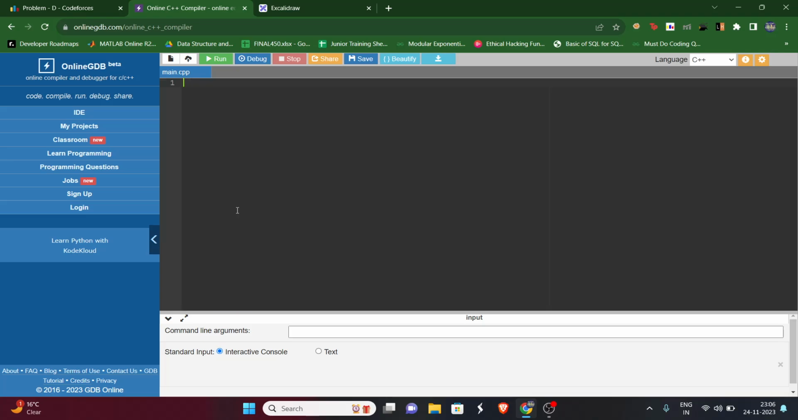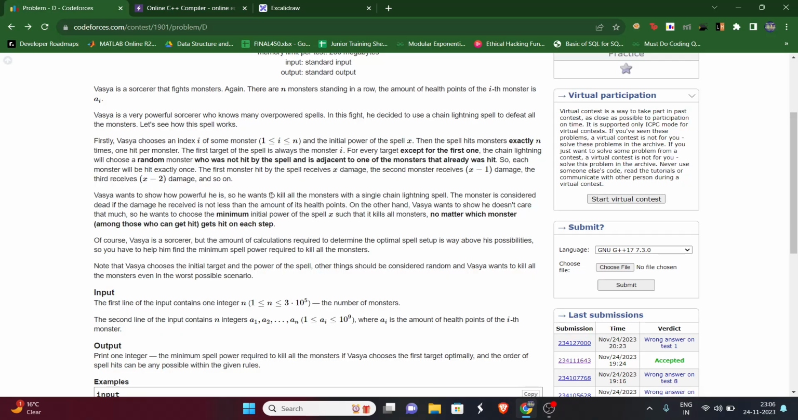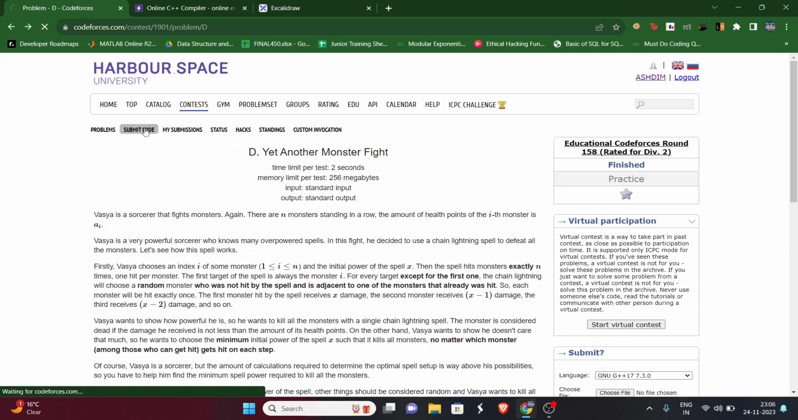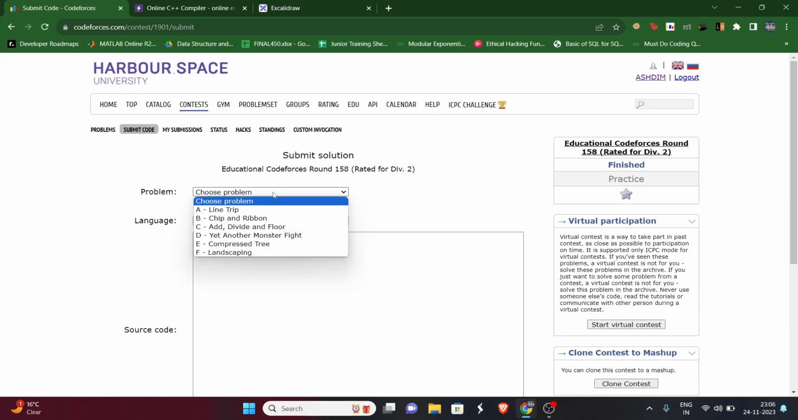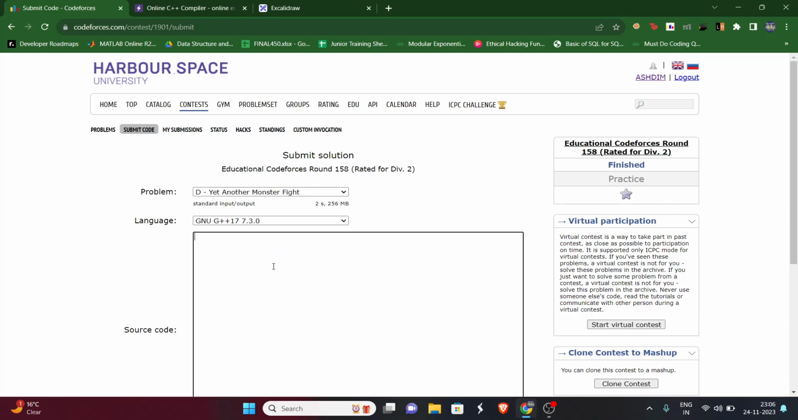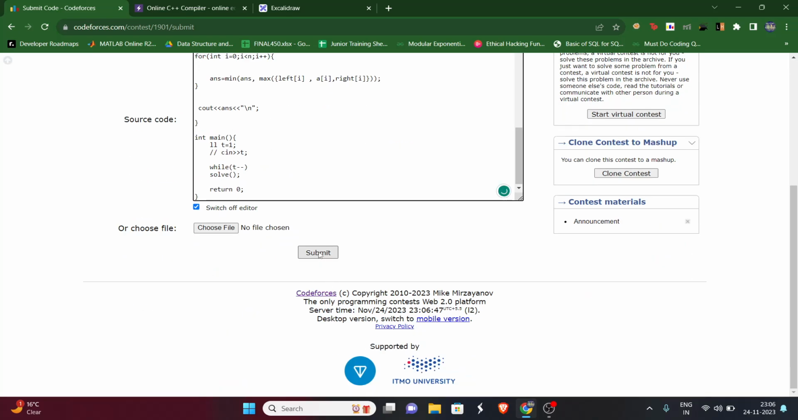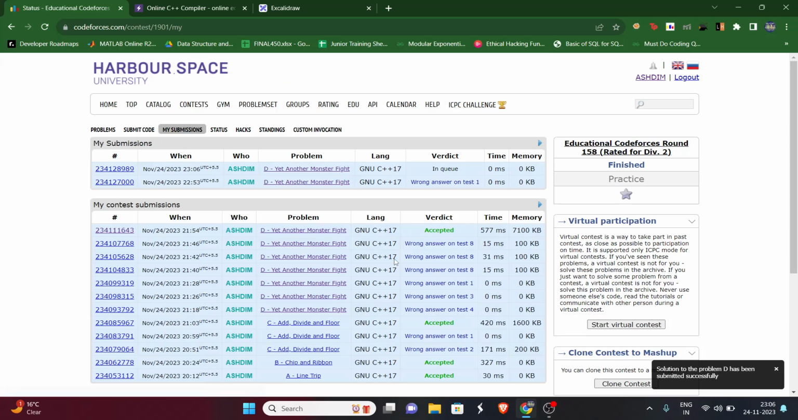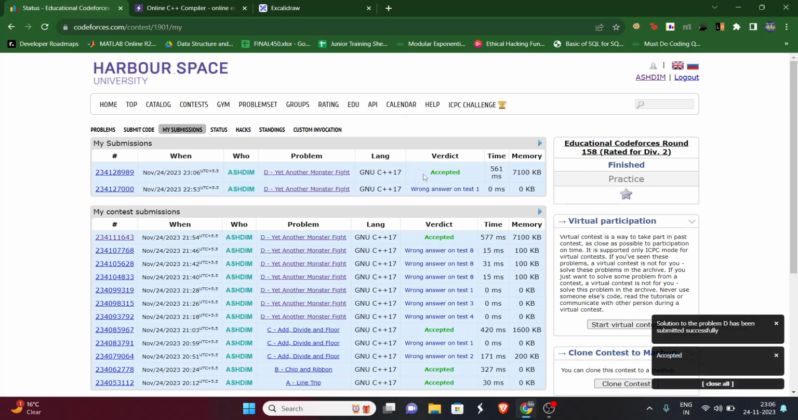Let's try submitting this solution. Okay, I hope everything is clear to you, but if you have any doubt, let me know in the comment section. Let's try submitting the solution. Okay, so see, this is an accepted solution, but if you have any doubt, feel free to ask in the comment section. Thank you guys.